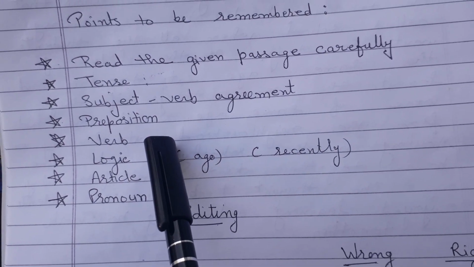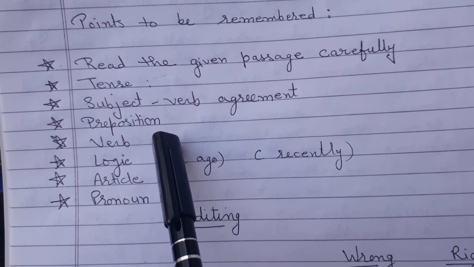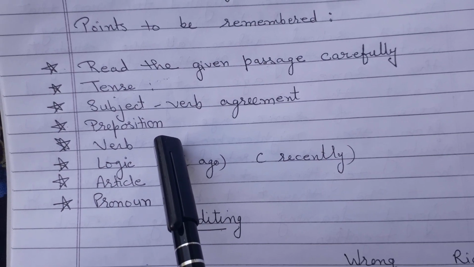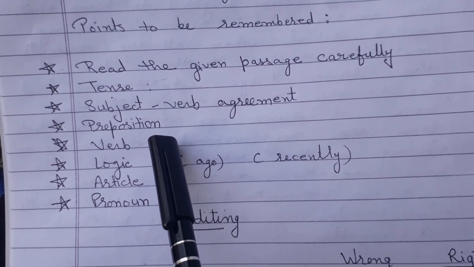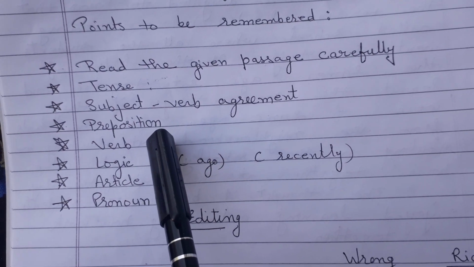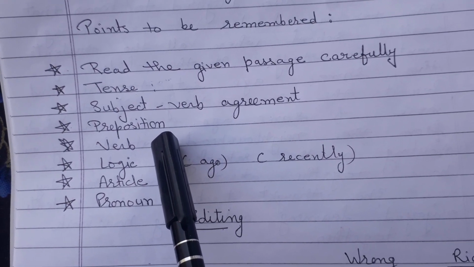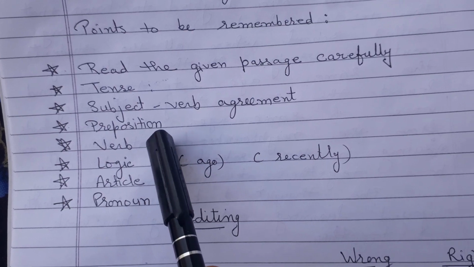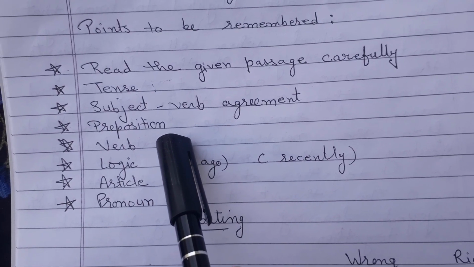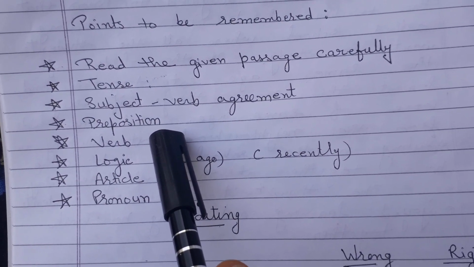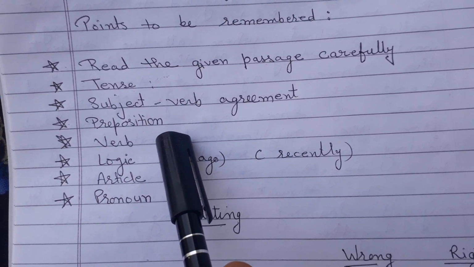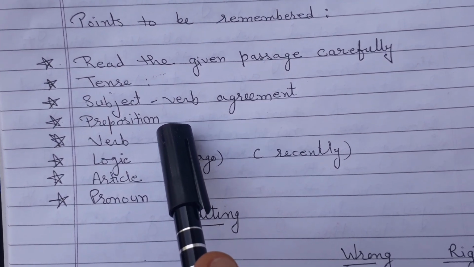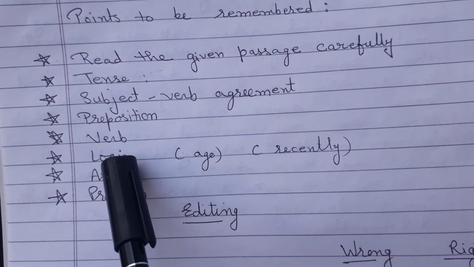Then prepositions. You must know what preposition is used with what subject, with what verb. Okay. Preposition may be left over. It means in the omission part there may be the use of preposition, or it may be wrongly written. If it is editing, the preposition may be wrongly written. You will have to correct it.